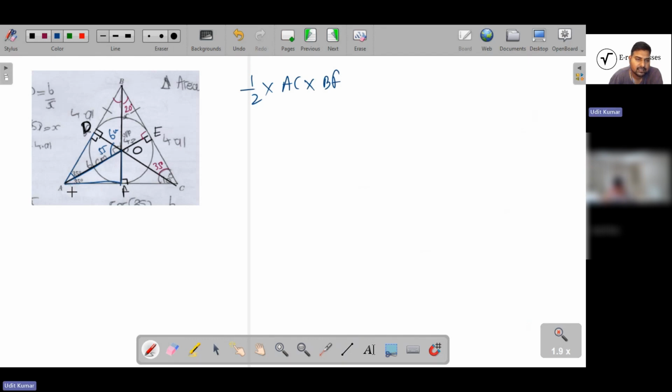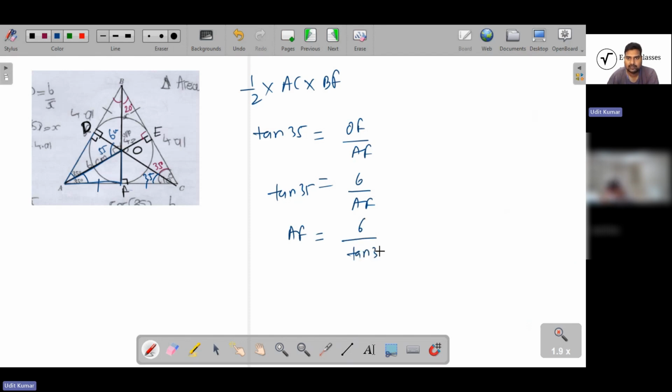So what I will do is, if you look at this triangle, so if you go by tan 35, you will get OF by AF. And this is also 35, right? So you will get OF by FC. So basically both are same. So it will be 6 by AF. So it is tan 35, right? So AF must be how much? 6 divided by tan 35. Please calculate the value.